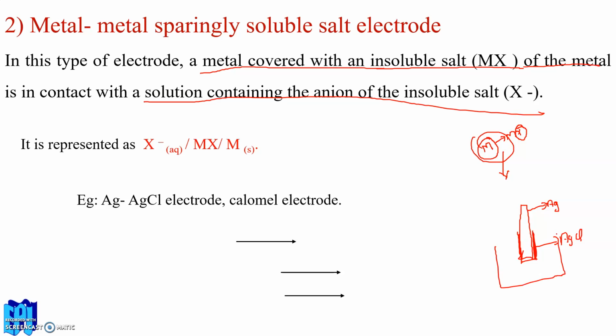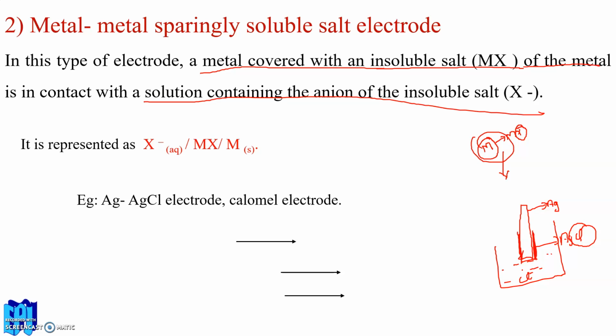Then we dip it in a solution containing the anion of the insoluble salt, that is Cl minus, maybe a KCl or NaCl solution. Any solution containing the anion of that particular metal salt, we dip the electrode into.